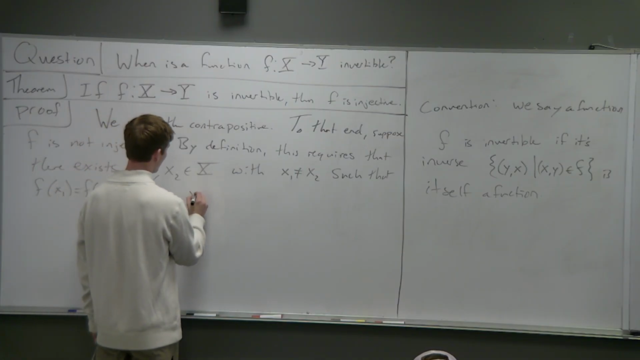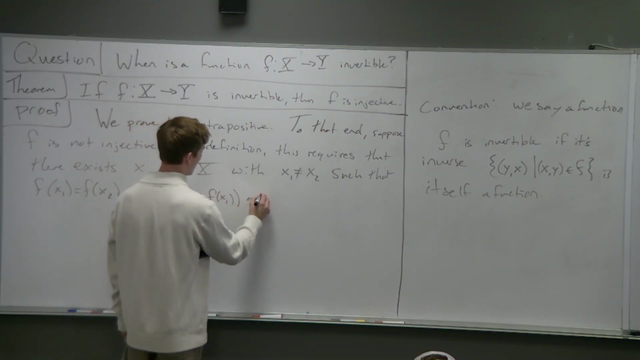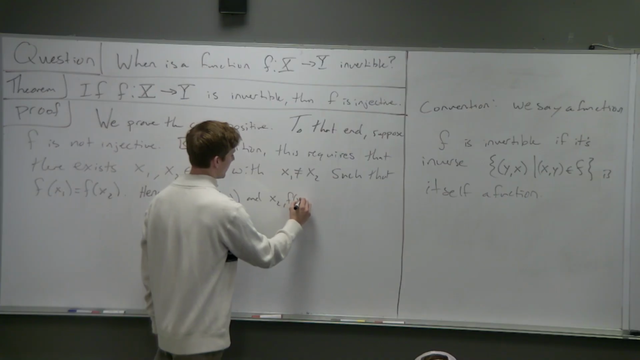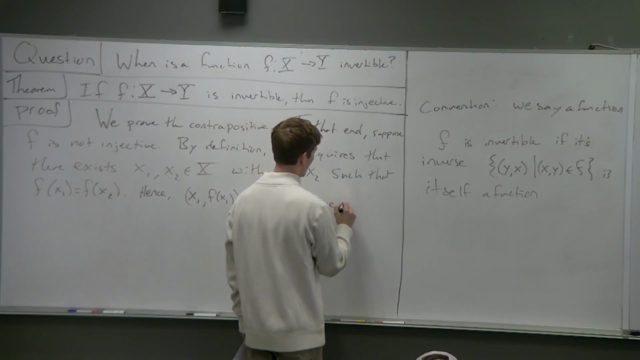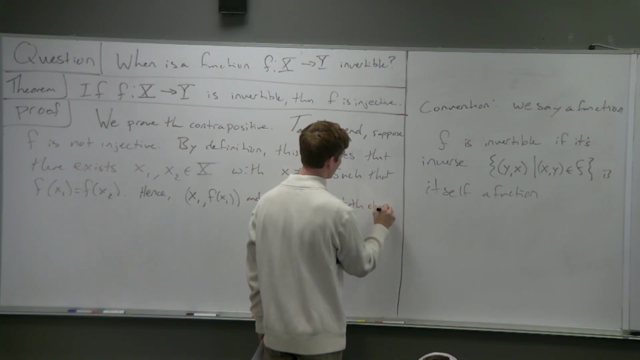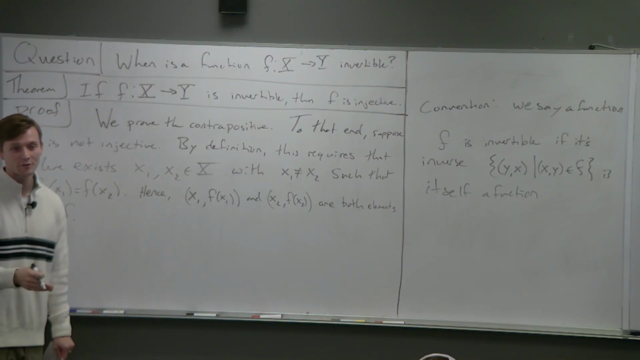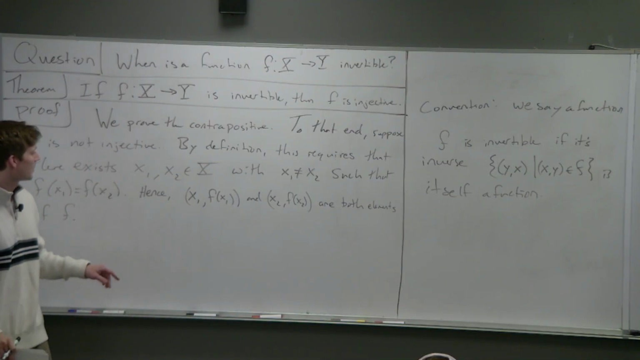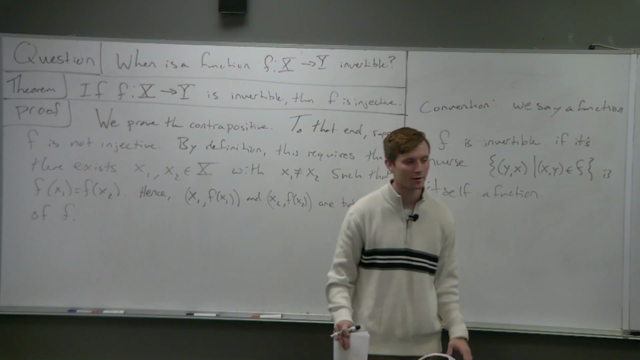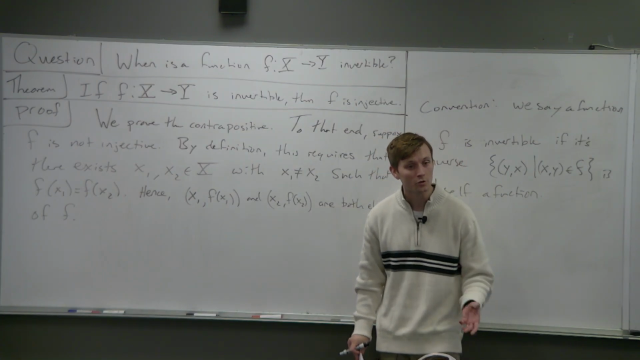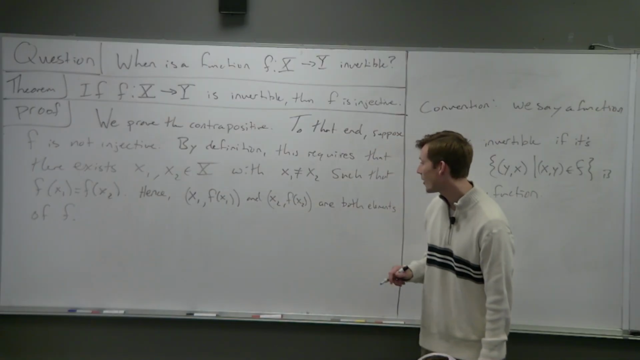Hence, x1, f of x1, and x2, f of x2 are both elements of f. Since remember, a function is just a set of ordered pairs. Yeah? Our notation of f of x equals y, this machinery type of thing where you put in an x and you get out a y, is just shorthand to denote the inclusion of the ordered pair xy in f. Okay, so both of these are elements of f.